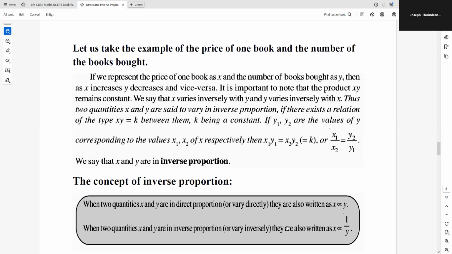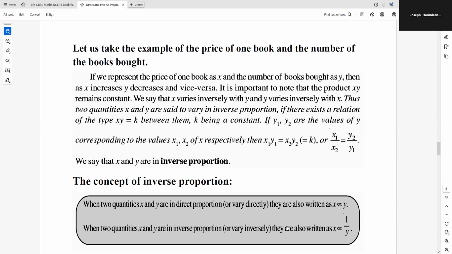So thus, when two quantities, x and y, vary in inverse proportion, then there exists a relationship of the type xy equal to k. The product of the two variables is equal to a constant. This is the relation for inverse proportion. For xy equal to k, k being a constant, y1 and y2 are the values of y corresponding to the values x1 and x2 of another quantity x respectively.